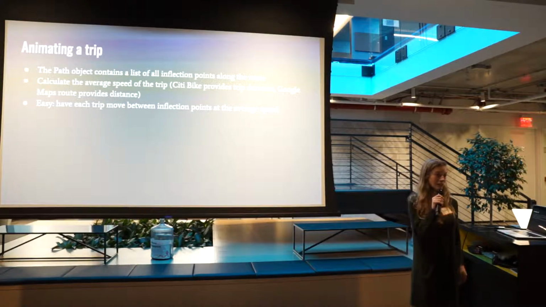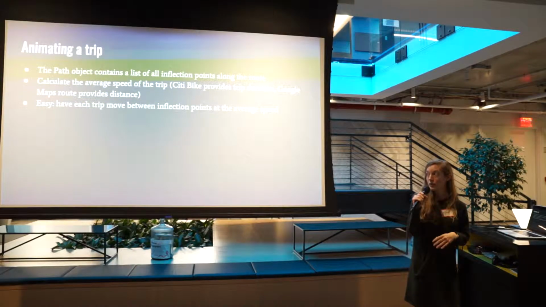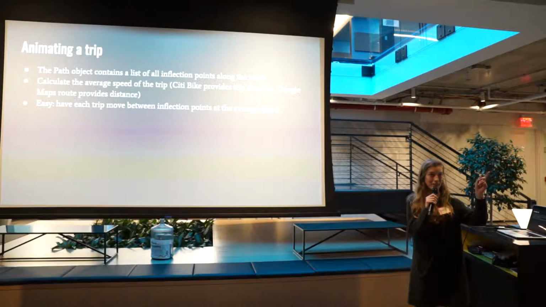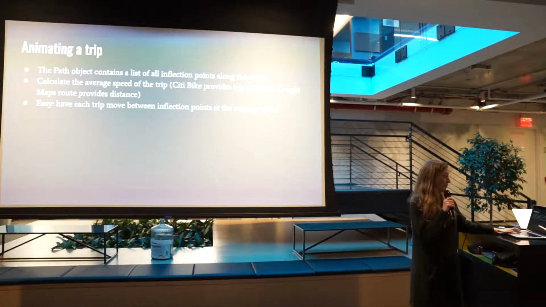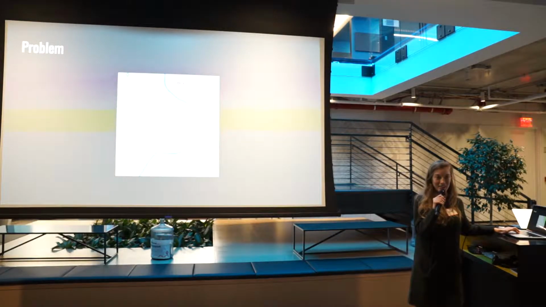So it's pretty easy to get the average speed of someone's trip. If they went from here to here, it was 1 mile, and it took them 3 minutes or something. So I was like, oh, this is going to be so easy. I'm just going to animate from each point, divide by the average speed, and throw them on this map, which sounded great. And then there was one problem that I realized pretty quickly, and it was roundabouts.